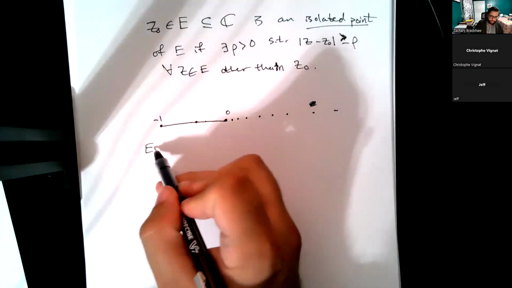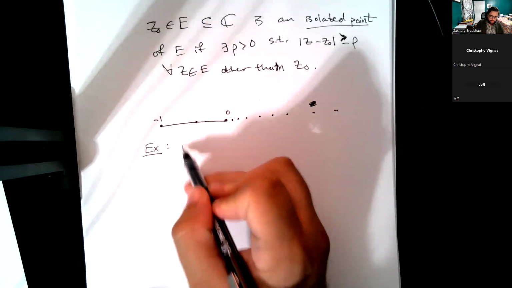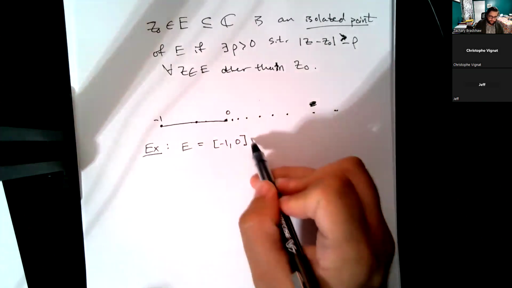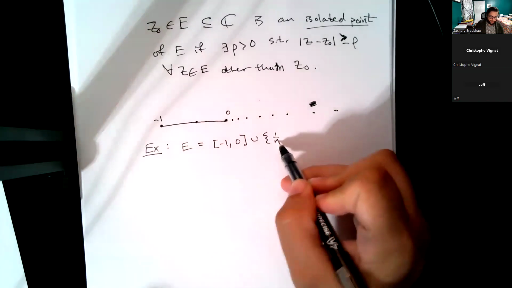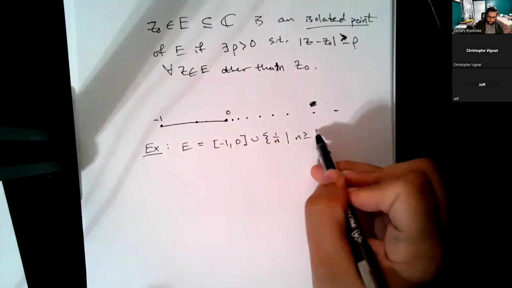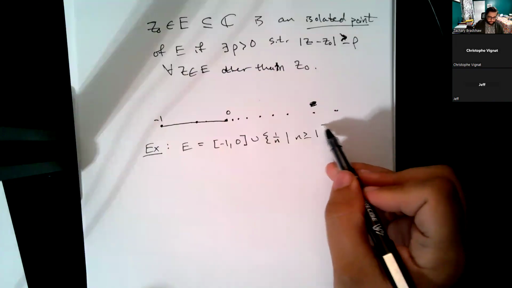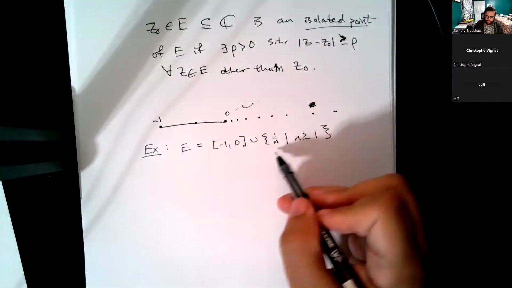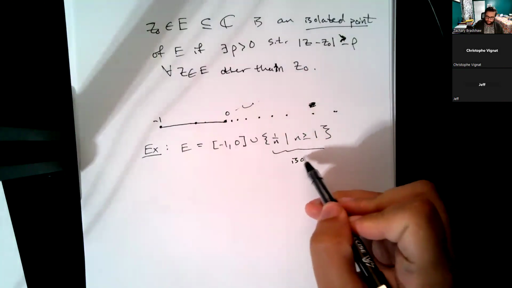So this example that I'm trying to illustrate here that I've drawn poorly would be -1 to 0 union the set 1/n for n greater than or equal to 1. And all of these points, so basically this part would be isolated.